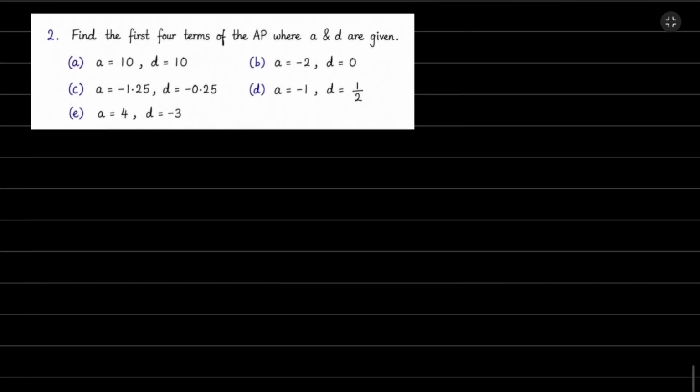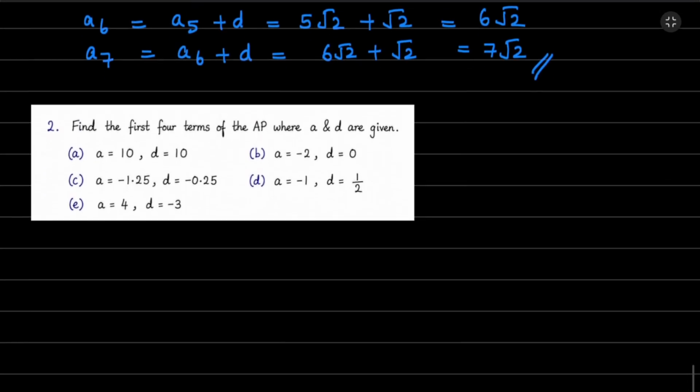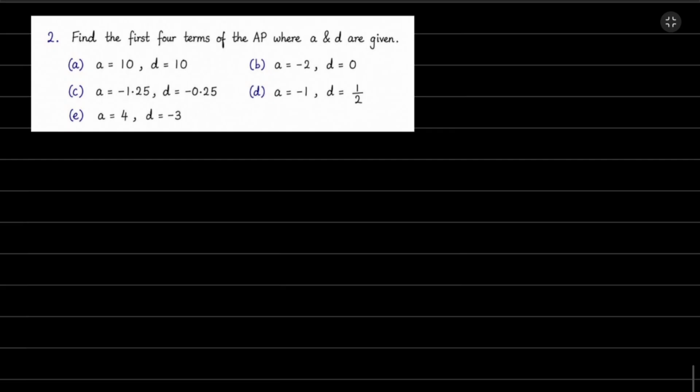Find the first 4 terms of an AP where your A and D are given. So you are given the first term and the common difference. There is a formula that you have to know. Whenever you have an AP, you can calculate any term using the nth term formula.